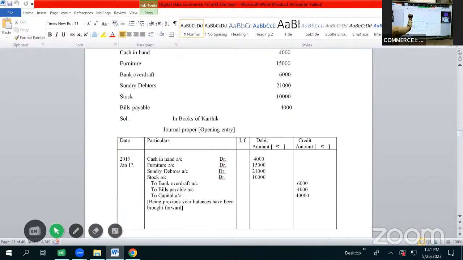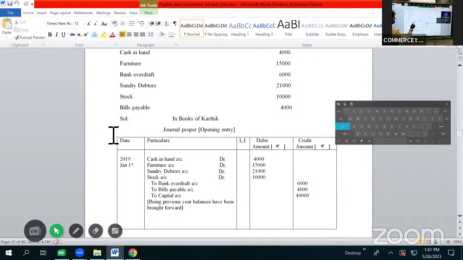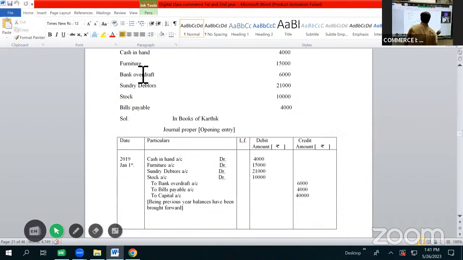Then we have furniture, even it is an asset. So it will have a debit balance. So it will be posted on the debit side below cash in hand as furniture account debit 15,000. Then we have bank overdraft. It was a liability. So this will have a credit balance. We'll be posting it at the end. So just keep bank overdraft aside.